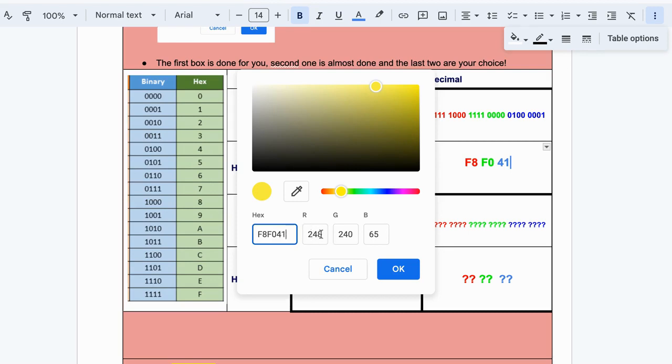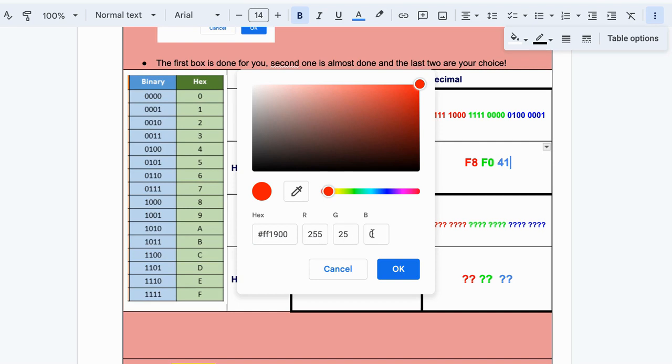There's red 248, green 240, and blue 65. So kind of interesting, you cannot go above 255. I'll show you what happens, and you can play with this too. Like when I do that, it goes back down. So it goes anywhere from 0 to 255.